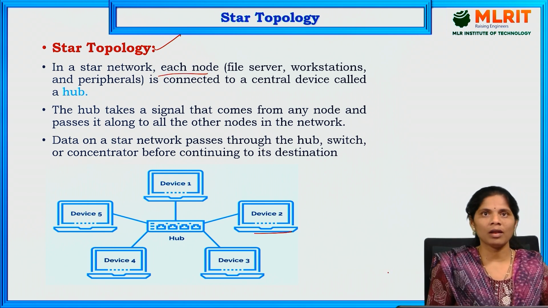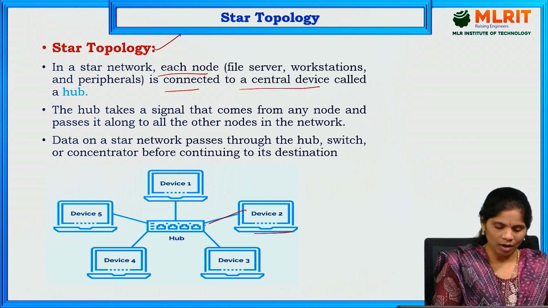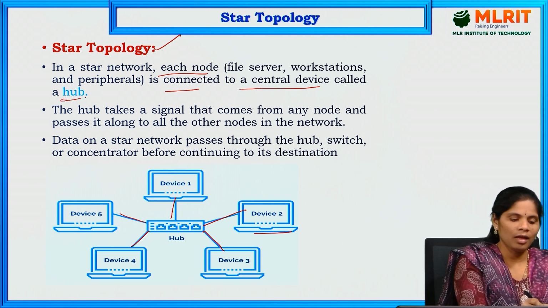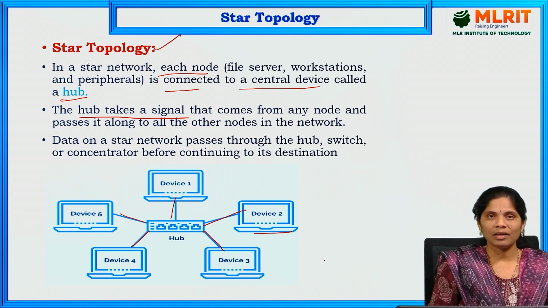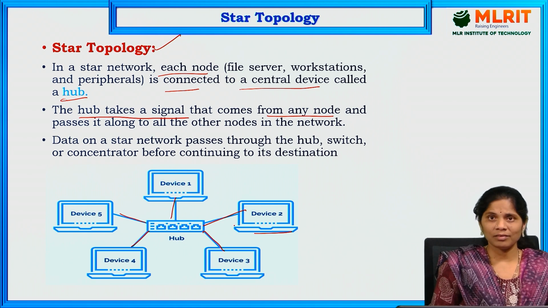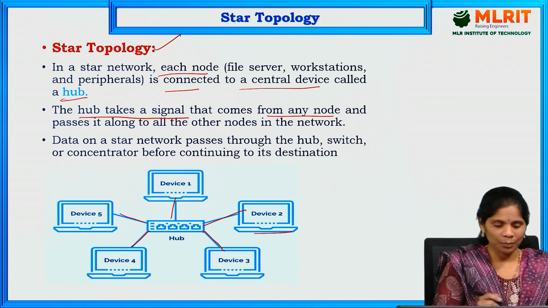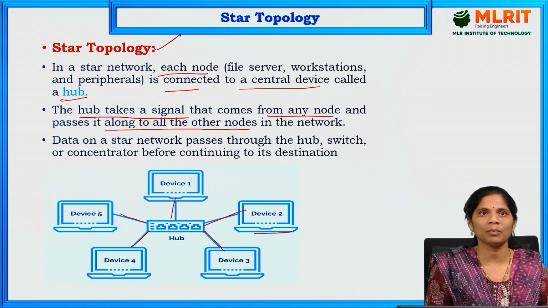So these all are devices. Each device is connected to a central device. So all these devices are connected to this particular central device. This is called a hub. So this hub takes the signal. Whichever device is giving the signal, it takes the signal, coming from any node. Which node is sending the signal? It will take all the signals and pass them along to all other nodes. So the hub's main work is receiving the signal from one device and sending the signal to another device. That is the main work of the hub.